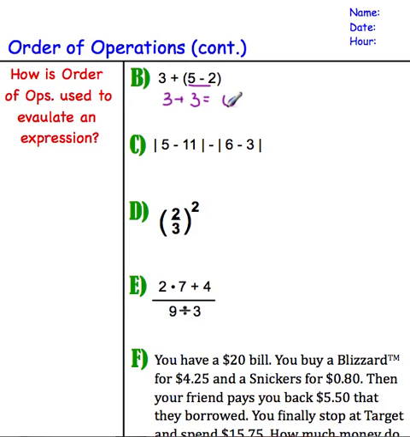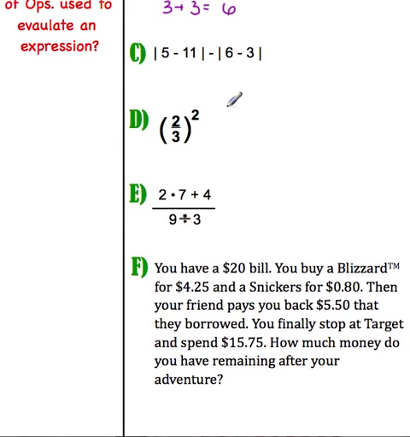Let's look at the next one. This next one here is the absolute value of 5 minus 11, which is going to give us the absolute value of negative 6, minus the absolute value of 6 minus 3, which is the absolute value of 3. If you recall, absolute value of negative 6, as we learned in the first video, is 6 because it is 6 away from 0 on a number line, minus absolute value 3, which is 3. We take 6 minus 3 and we get 3. I do want to see you circling your answers as well, so please get in that habit.